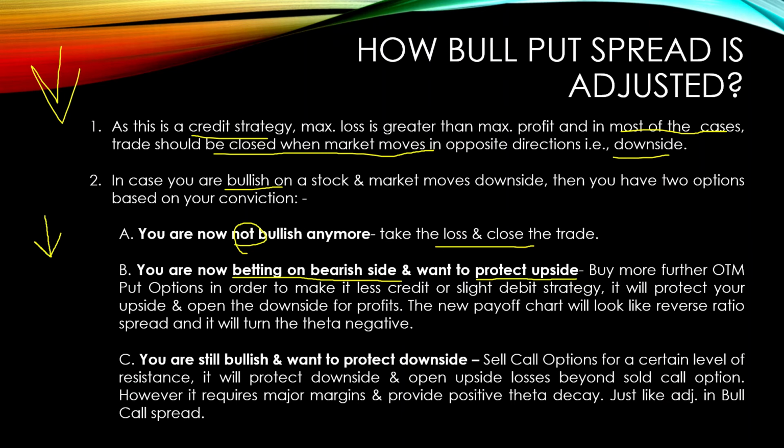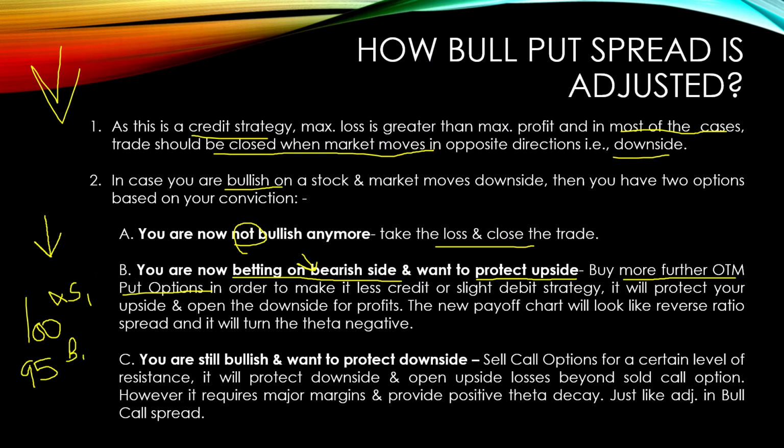In case the stock comes down and next day the stock goes up, you want to bet on the bearish side now, but you want to protect your upside also. So what you can do is buy more lots of the OTM options bought in the first place. In our example, we sold the $100 put option, one lot, and bought the $95 put option, one lot. So we have sold one lot and bought one lot.